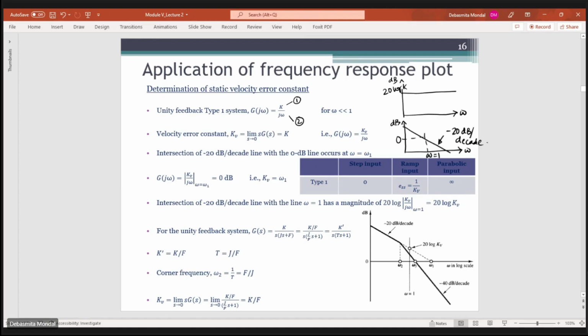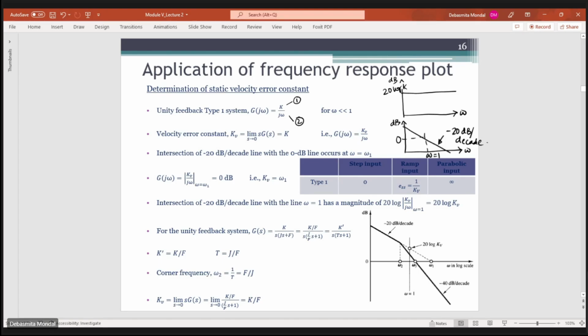So the overall Bode plot for this k by j omega will be nothing but the addition of these two plots. The addition of these two means that the straight line asymptote will be shifted by a value of 20 log k. So at omega equals 1, previously it was crossing the 0 dB line, but now it will cross the value 20 log k. The initial slope of the straight line will be minus 20 dB per decade.